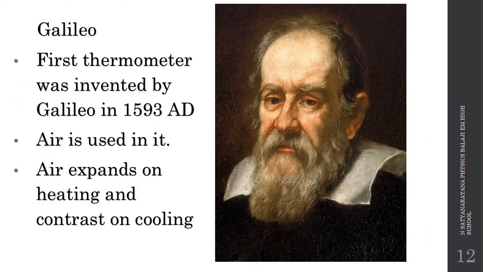Again, we will recollect our memory. He is a great scientist. Who is he? Yes, Galileo. The first thermometer was invented by Galileo in the year 1593, about 500 years back. Then what is used inside instead of mercury? Air is used. What is the purpose of the air? Air expands on heating and contracts on cooling. Have you understood about all these thermometers? Okay, very good.